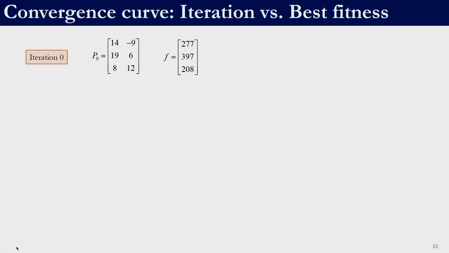Welcome. We have various types of convergence curve. The one that is probably the most widely used is the curve between the number of iterations and the best fitness function value. So, how do we plot it?